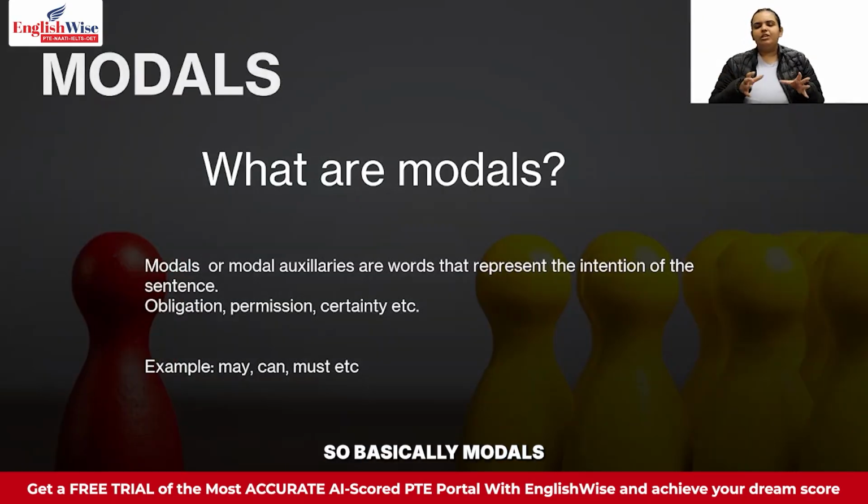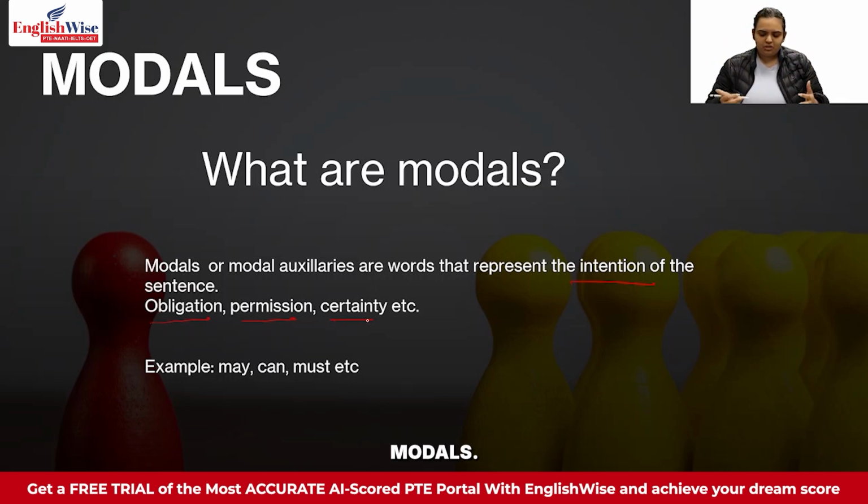Basically, modals or modal auxiliaries are words that represent the intention of the sentence. So what is the intention of a sentence? What is the sentence trying to tell you? Whether it is giving you an obligation, a permission, a certainty, or a possibility, all of this happens with modals. Modals are words such as may, can, must, etc. They are going to give you a possibility or a certainty or some sort of an obligation. The intention of a sentence is represented through the modals.